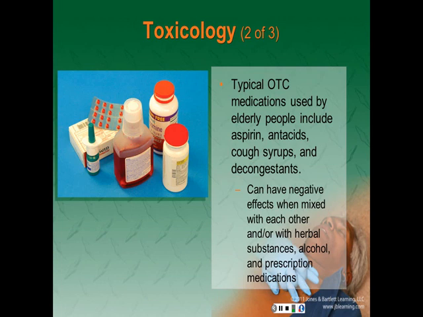These metabolic issues can also make it difficult for physicians to find the appropriate dosage for new medications. Typical over-the-counter meds used by elderly patients include aspirin, antacids, cough syrups, and decongestants. Most people believe OTC medications cannot be dangerous. However, these medicines can have negative effects when mixed with each other or with herbal substances, alcohol, as well as prescription meds.